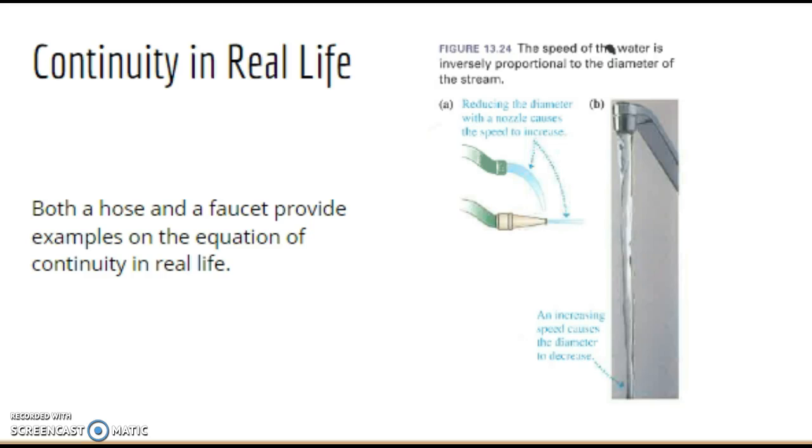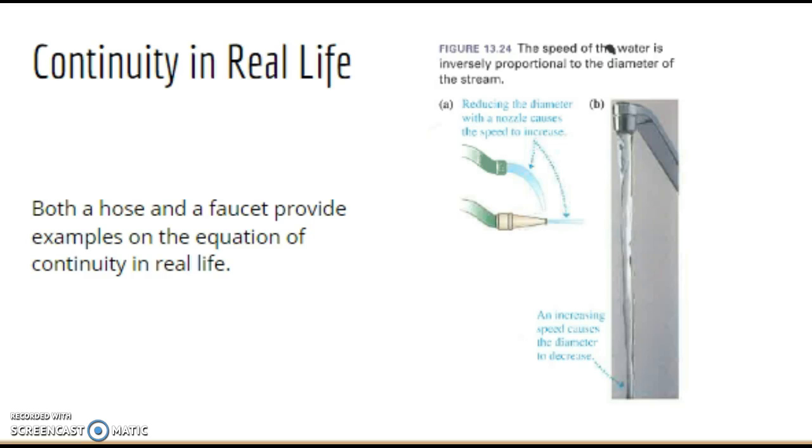We can see continuity in real life. For example, if you were watering some flowers at home using a hose, if you don't have any nozzle on the hose, the water just kind of pours out. But if you put a nozzle on the hose, the cross-sectional area of the hose then decreases in size, and you see the water shoots out at a much faster velocity. Okay, so that's just this continuity equation working in the real world.